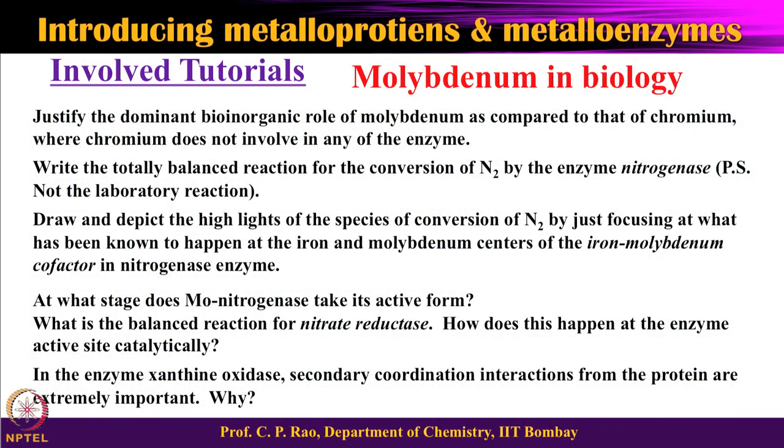Let us look at the next question. Write the totally balanced reaction for the conversion of N2 by the enzyme nitrogenase. Of course, here you have to take not a nitrogen reaction in a test tube, but the nitrogen reaction by the enzyme. Though the nitrogen requires 6 electrons, 6 protons, the enzyme requires 8 electrons, 8 protons, and it gives not only 2 NH3, but also gives H2, and this hydrogen comes out first and the enzyme is activated, and then only N2 can get activated, otherwise it will not get activated.